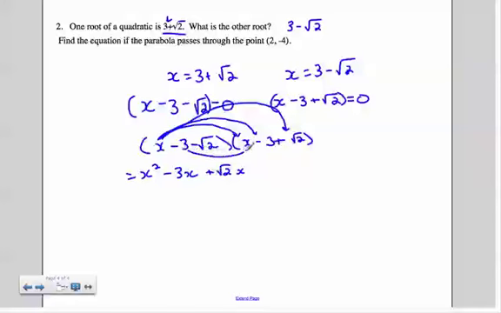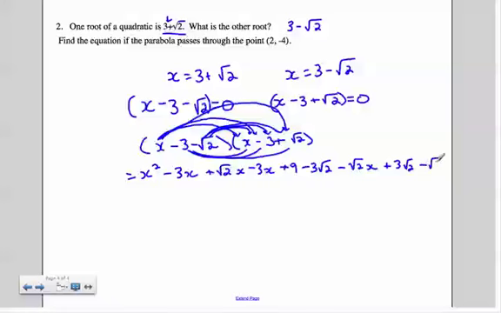I'm going to take the negative 3 to get negative 3x. Negative 3 times negative 3 is positive 9 because I'm multiplying. Negative 3 root 2. Now I'm going to take the negative root 2. Negative root 2 times x is negative root 2x. Negative root 2 times negative 3 is positive 3 root 2. And negative root 2 times positive root 2 is negative root 4. When you're multiplying radicals or roots, you multiply the numbers inside.